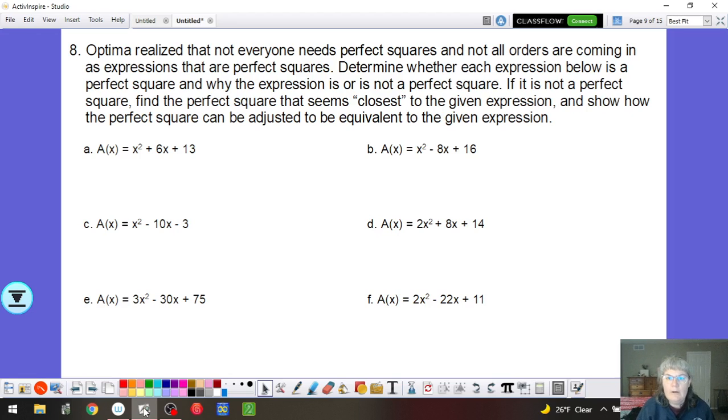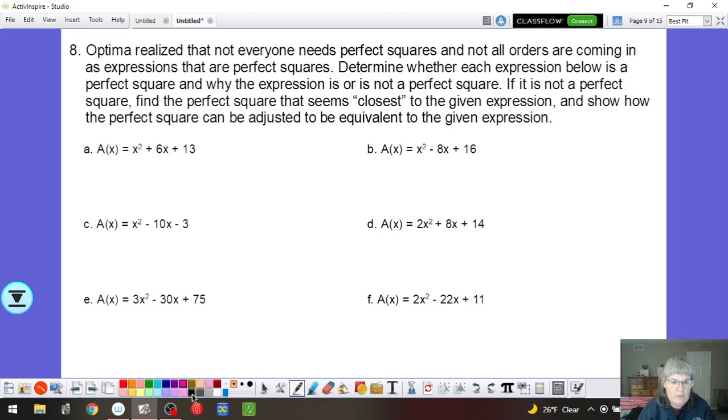So we are picking up with example 8, and here Optima realized that not everyone needs perfect squares and not all orders are going to come in as expressions that are. So we're going to determine whether each expression below is a perfect square and why the expression is or is not a perfect square. If it is not a perfect square, find the perfect square that seems closest to the given expression and show how the perfect square can be adjusted to be equivalent to the given expression.